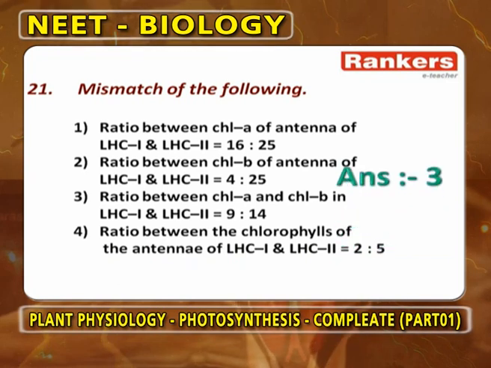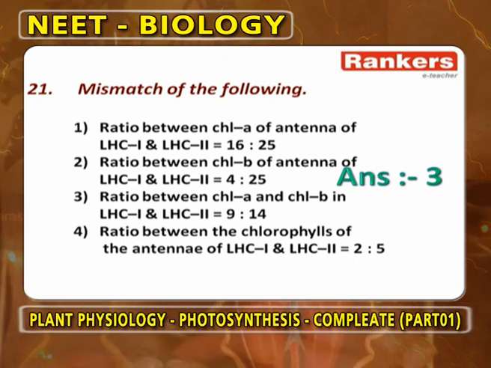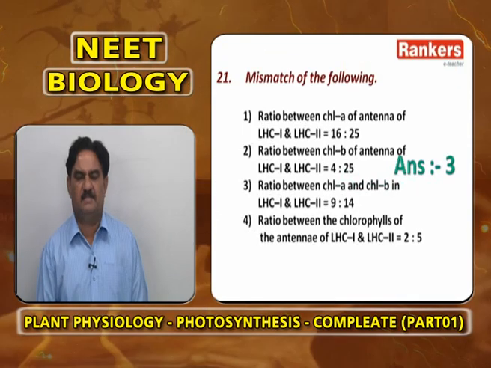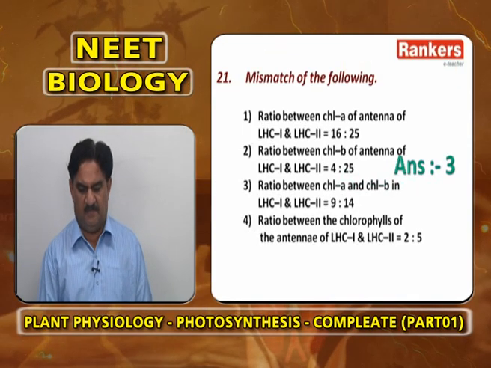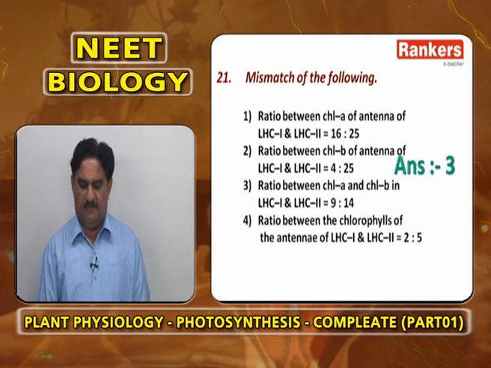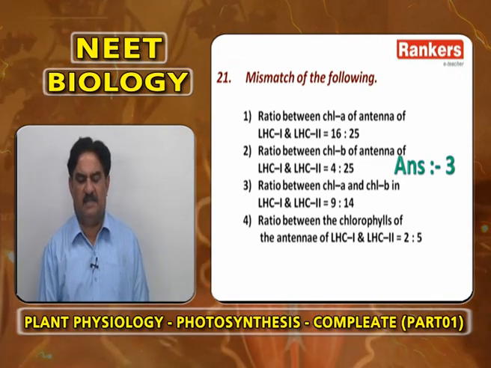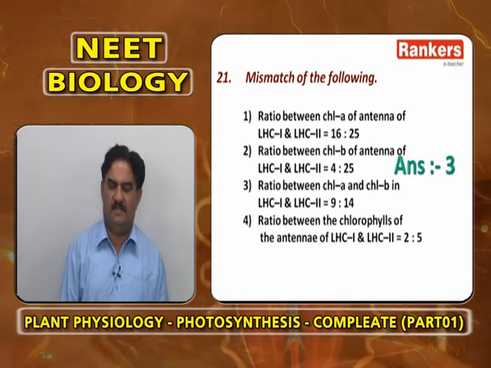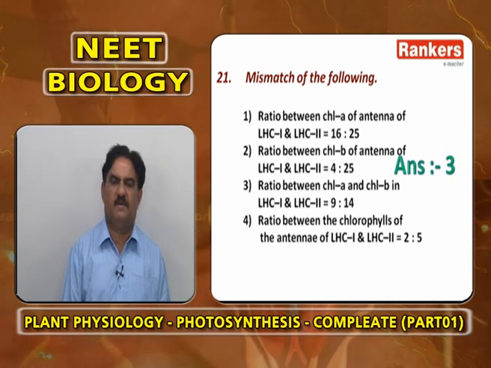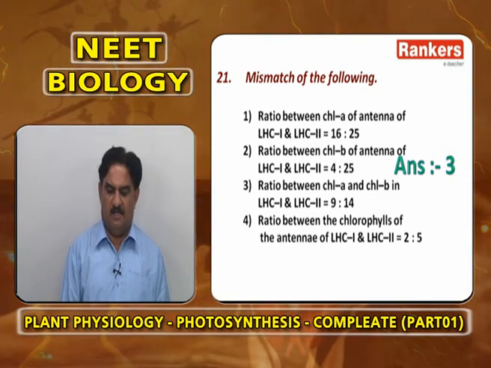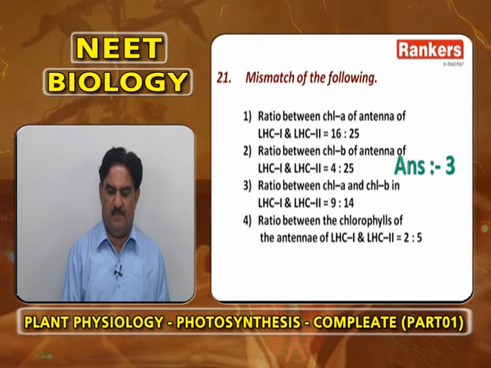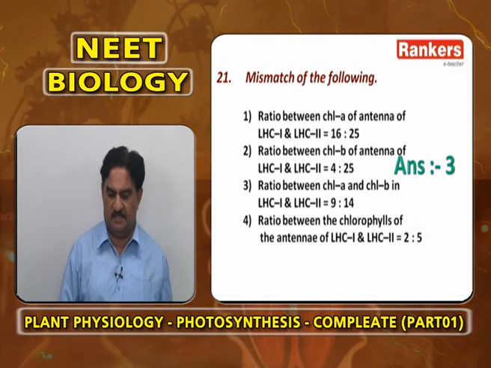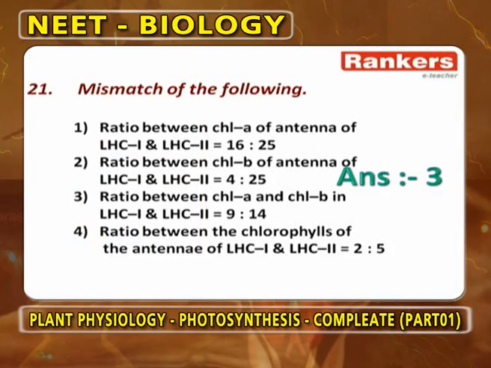Mismatch in the following. Ratio between chlorophyll A of antenna of LHC1 and LHC2 is 16:25, correct. Ratio between chlorophyll B of antenna of LHC1 and LHC2 is 4:25, correct. Ratio between chlorophyll A and chlorophyll B in the LHC1 and LHC2 is 9:14, wrong. Ratio between the chlorophylls of the antenna of LHC1 and LHC2 is 2:5, correct. So here the wrong one is the ratio between chlorophyll A and chlorophyll B in the LHC1 and LHC2 being 9:14, mismatch, wrong.